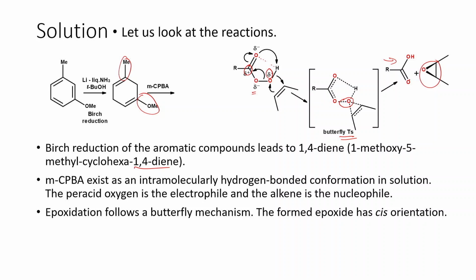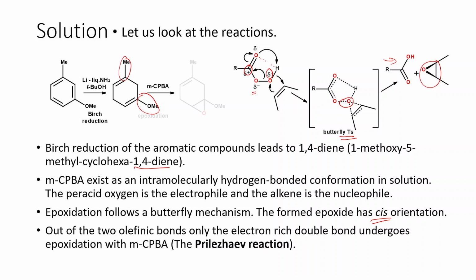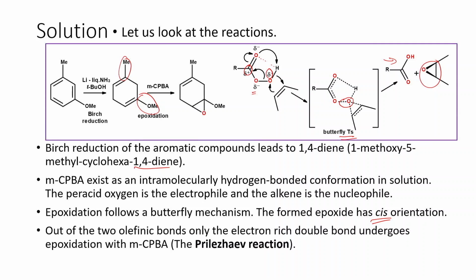When this transfer of oxygen takes place, it takes place from the same side. In other words, a cis epoxide is formed in this case, and based on that we have to look at which alkenic bond is electron rich in nature. Even though epoxidation is possible on both alkenic bonds, since this one has a methoxy unit which is electron donating in nature, this double bond is even more nucleophilic or electron rich, so it undergoes the epoxidation very effectively compared to the other one where methyl is the substituent.